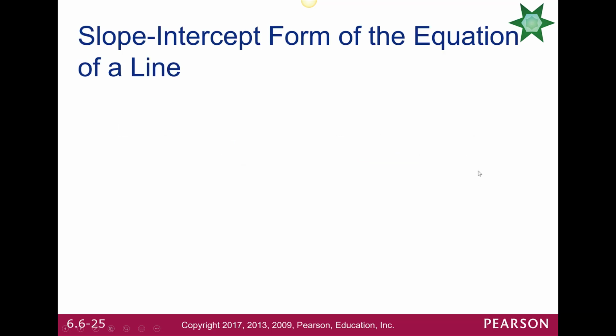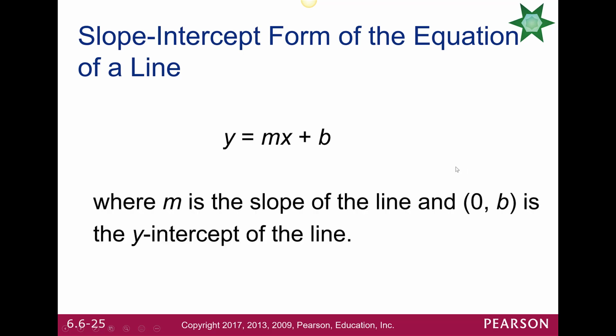And this is what we call the slope-intercept form of an equation of a line, y equals mx plus b, where m is the slope of the line and (0, b) is the y-intercept of the line. Notice that the y-intercept is not just a single number. It has to be an ordered pair, and x is always equal to 0 in the y-intercept.